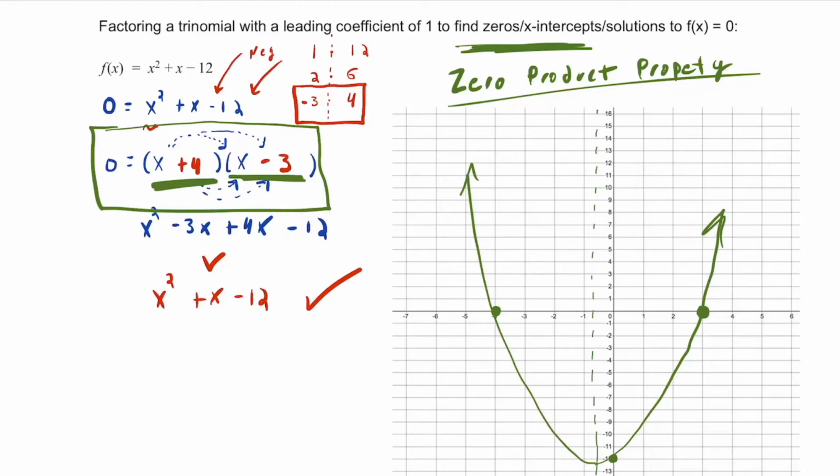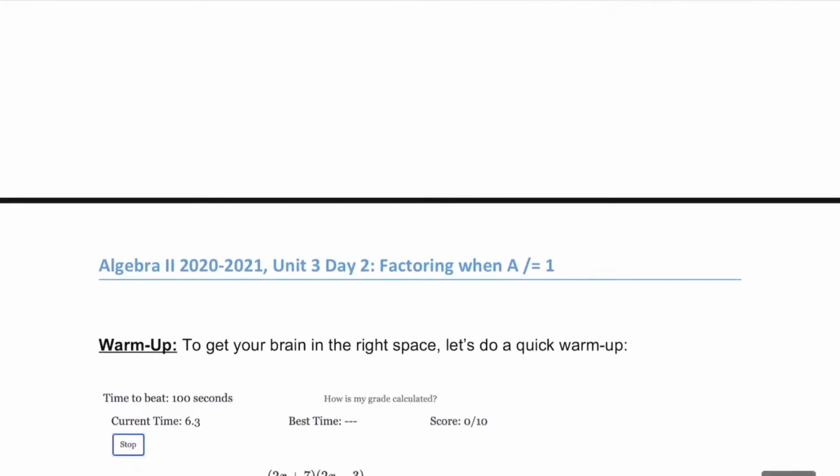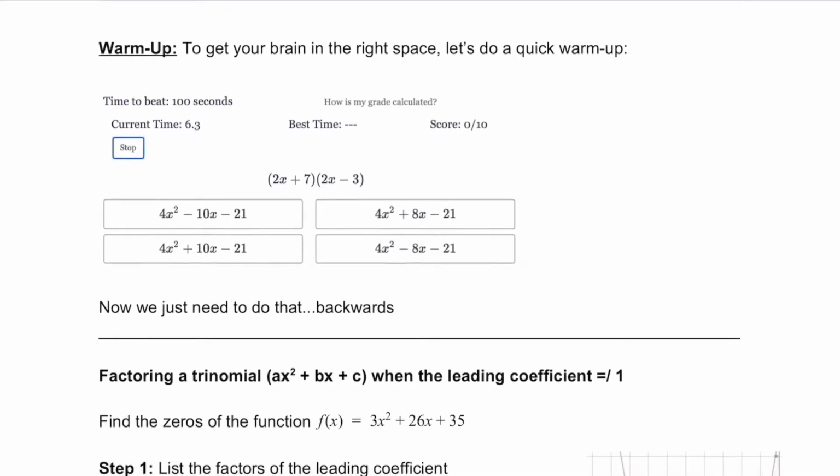Today we're going to focus specifically on this factoring technique because we're going to do ones where it's not just x squared. So let's see what this looks like. To get our brain in the right space, you're going to see this on the Delta Math. It's just like doing this backwards. So when you go to the Delta Math today, it's going to be like, okay, how many of these can you do really quickly? And it's just to get your brain thinking about those middle terms.